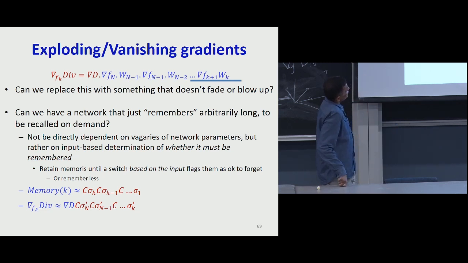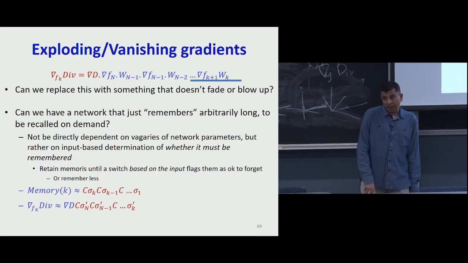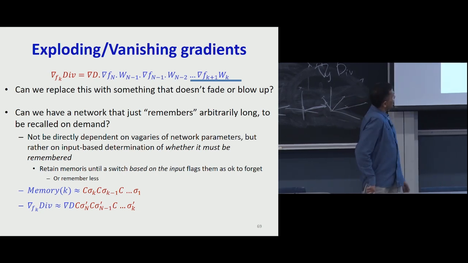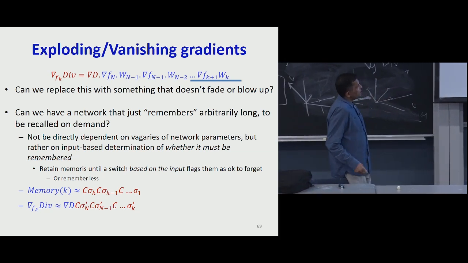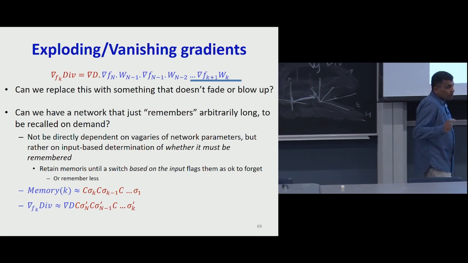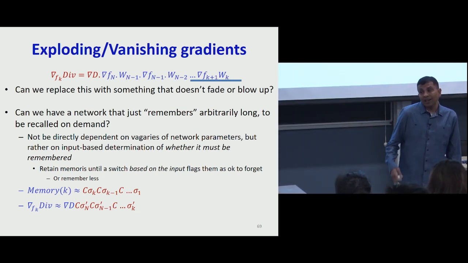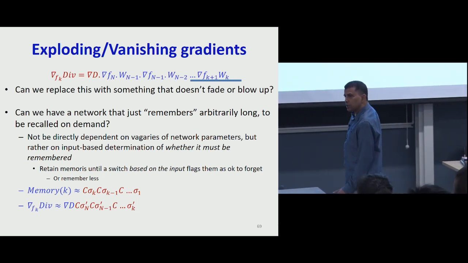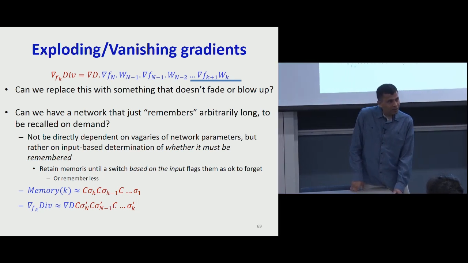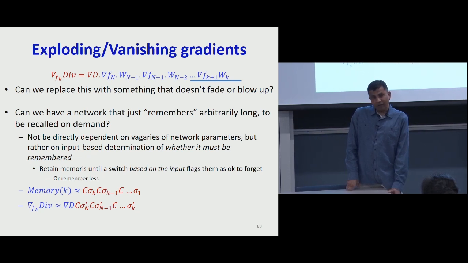You really want the network to remember arbitrarily long so that it can be recalled on demand, and the memory should not be dependent on the vagaries of the network parameters, but rather on an input-based determination of whether something is worth remembering or not and how much it must be remembered. So if I've opened a curly brace, I have to hang on to that memory until I close that curly brace. If I'm inside a loop, I have to retain the fact that I'm inside the loop till I've closed the loop, right?